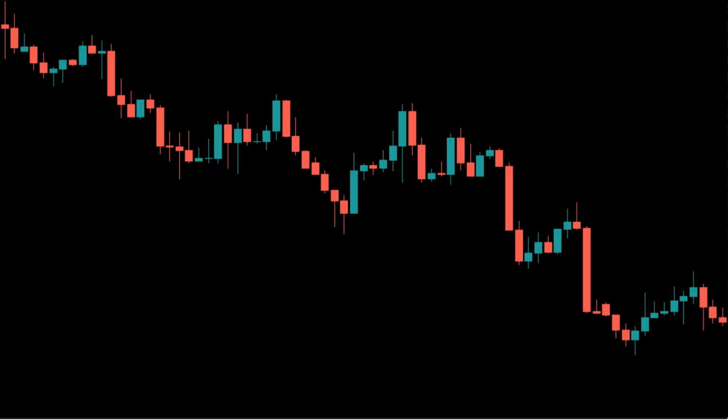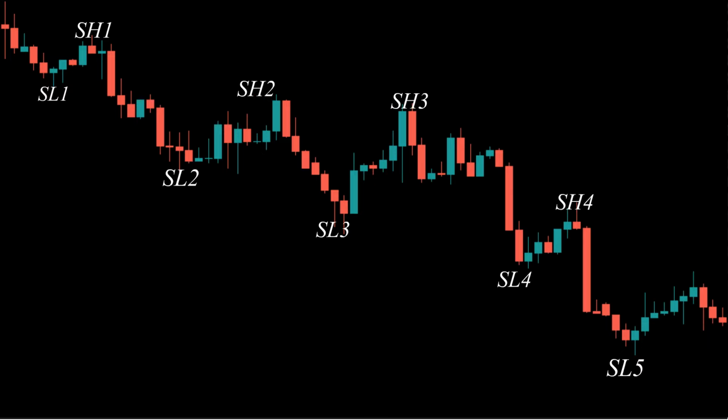So we have about 10 swing points here, the first one being swing low 1. We have swing low 2, swing low 3, swing low 4 and swing low 5. Then we also have swing high 1, swing high 2, swing high 3, swing high 4, and swing high 5.